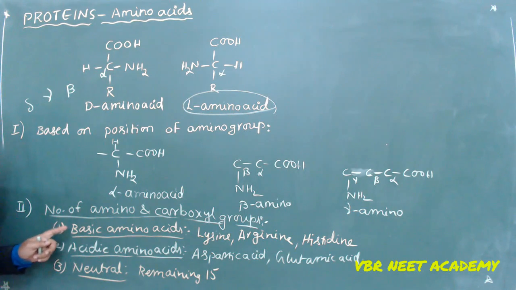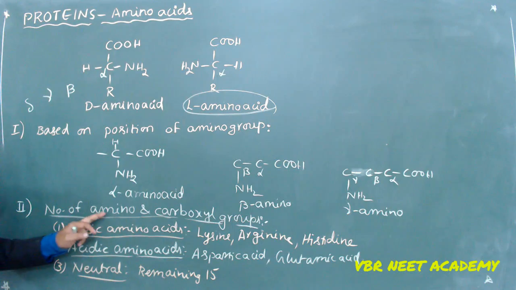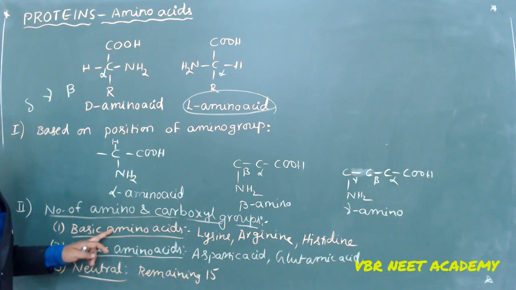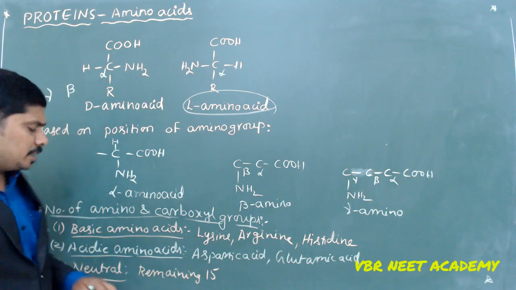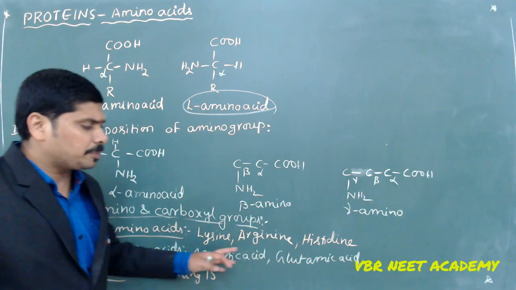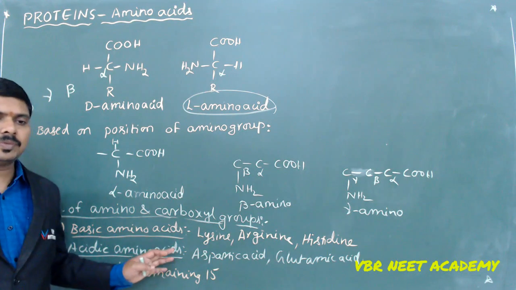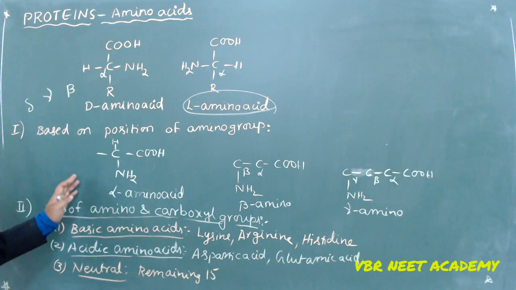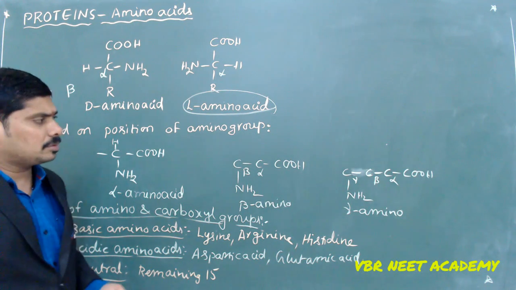This is a classification based on the position of the amino group. This is a classification based on the number of amino groups and carboxyl groups. Where we have more than one amino group, we call them basic amino acids: lysine, arginine and histidine. Acidic amino acids have more than one carboxyl group: aspartic acid, glutamic acid. And neutral amino acids are the remaining 15 of the 20 standard amino acids. This is the classification we have for the amino acids. Now we have one more important classification. We will see.